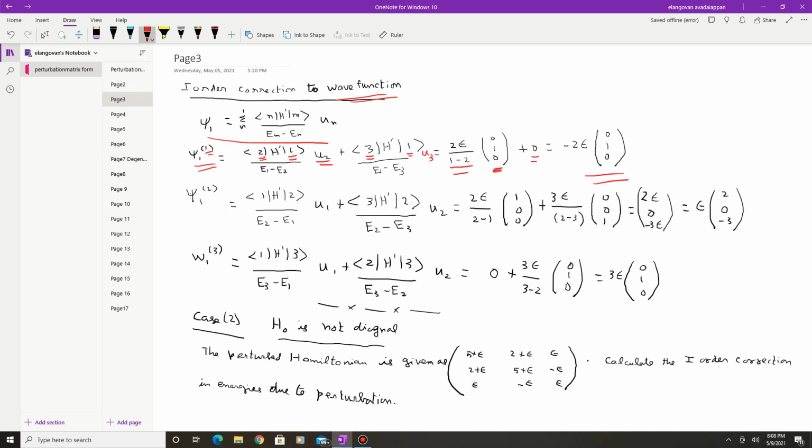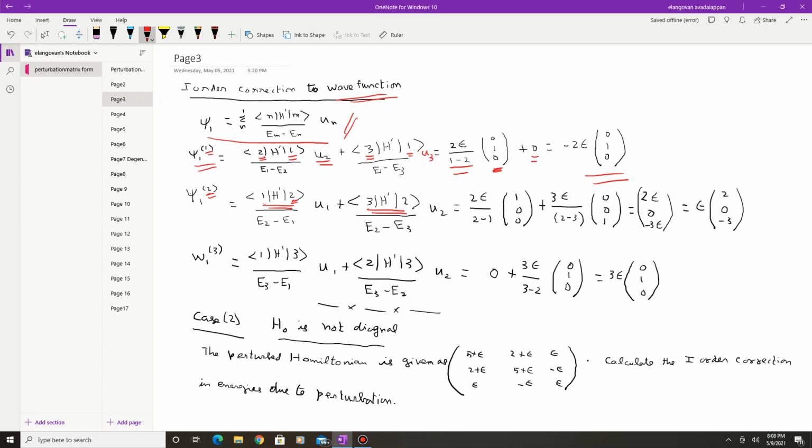Similarly, the first order correction in the level 2 can also be determined by using the same expression. You substitute m must be 2 here, so you have to perform the summation over all n except n equal to 2. So 1H' 2, this is one term. Here 3H' 2, because since it is 1 we can't choose 2, so this must be 3H'. So you have to choose this term.